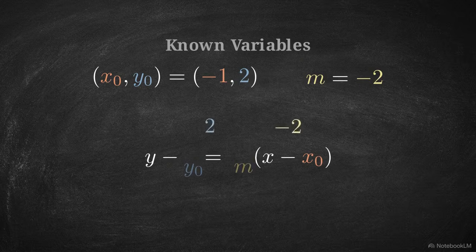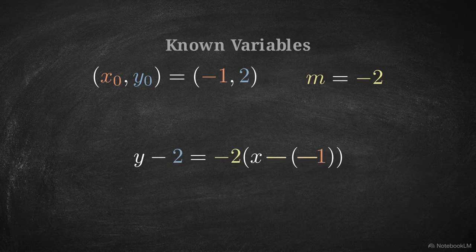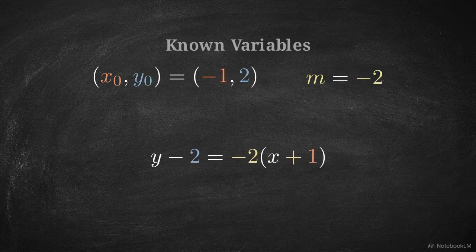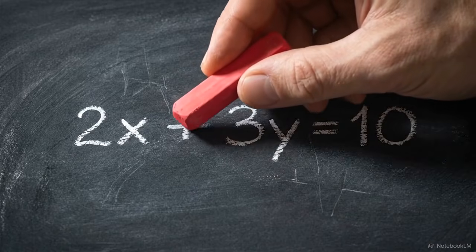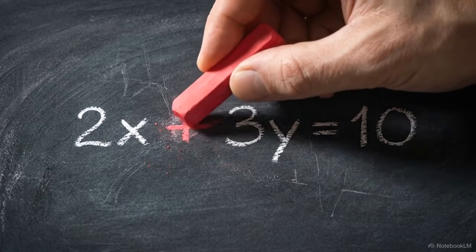First, we substitute the y value of 2 and the slope of -2 into the formula. When we insert the x value, we encounter a double negative because we are subtracting -1. Those two minus signs become a positive, giving us x plus 1. Correctly handling this specific sign change is exactly what ensures the equation remains completely accurate through the final steps.